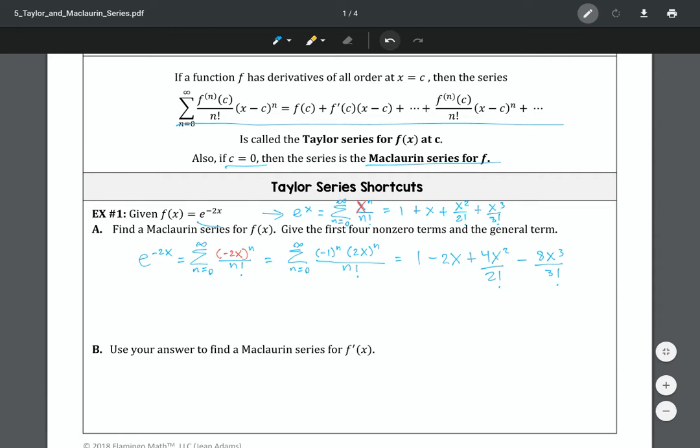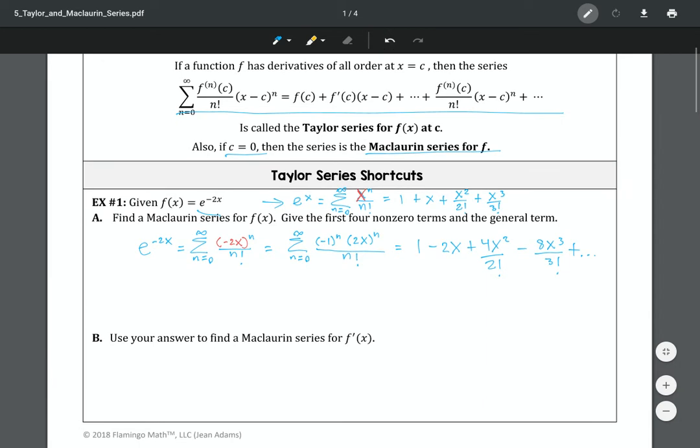Of course, this series will just keep going, right? Is there anything else they want? Well, the general term, I guess I should write the general term. The general term is basically going to be the same thing as the sum, except without the sum. Okay, so that's that for that one. Let's go ahead and move on to the next one.